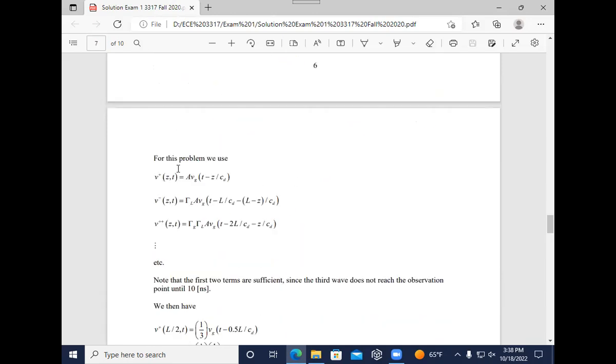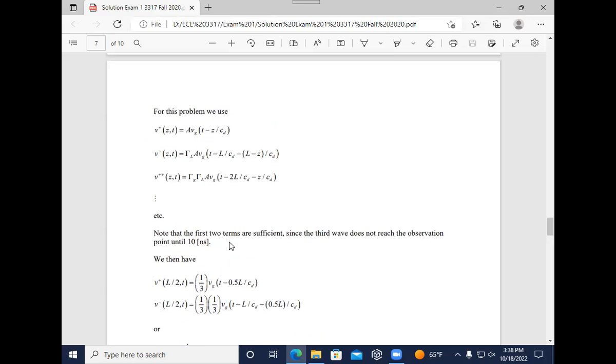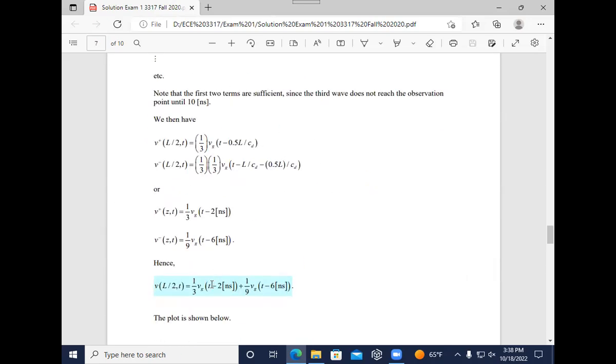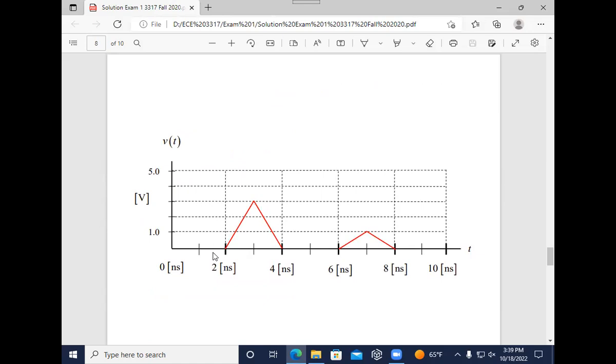So what I'm saying is in the series here, all you need to do is keep the first 2 terms. You're not going to see anything from this one right here until 10 nanoseconds. So if you plot up to 10 nanoseconds, you don't care about it, right? The answer just comes from these 2 right here, and then you're just plotting these 2. So in both cases, it's the same thing as a plot of the generator voltage, the triangle wave, except all you're doing is multiplying by 1/3 for the first one, and then 1/9 for the second one. This one is delayed by 2 nanoseconds, this one delayed by 6 nanoseconds. So this one starts at 2 nanoseconds, this one starts at 6 nanoseconds.